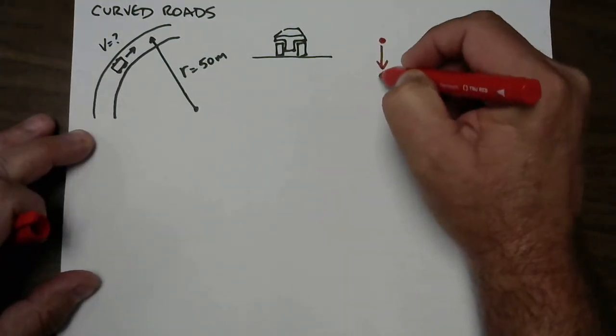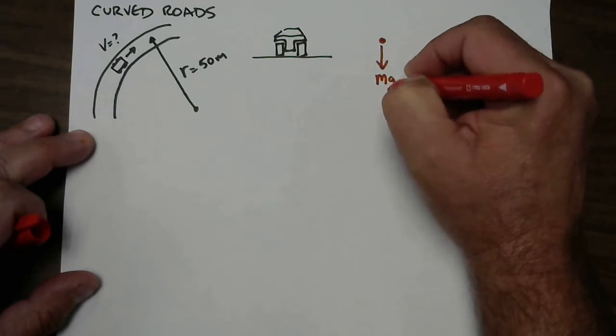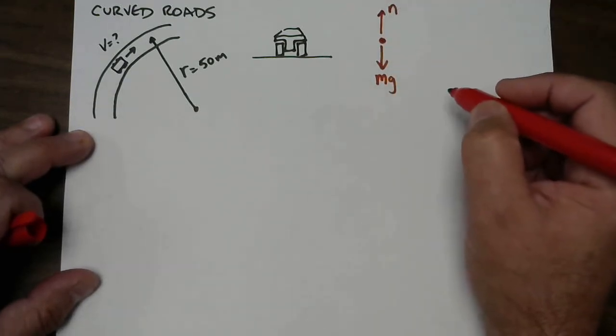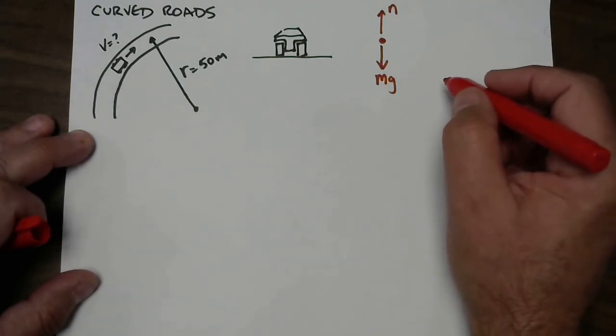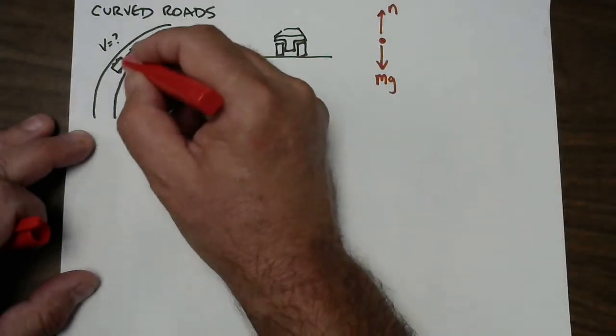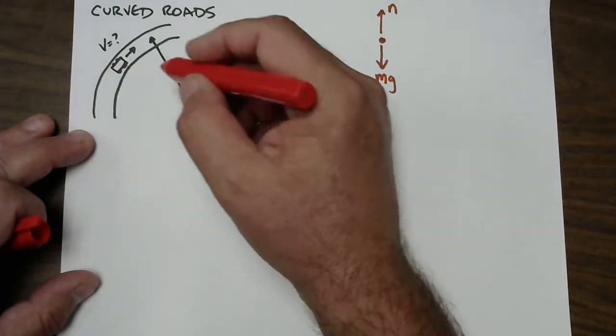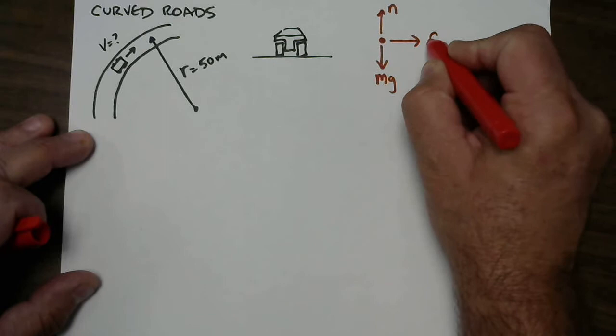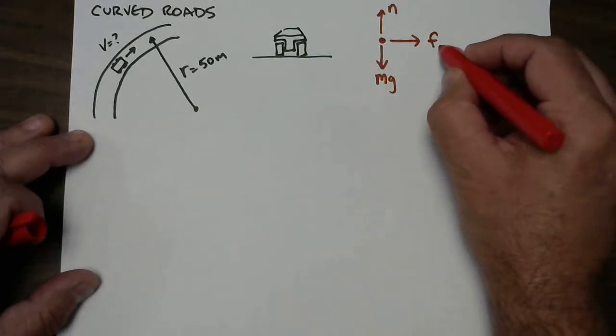would show us that the car has some weight. So the car has a mass multiplied by the acceleration due to gravity. And then the road is going to provide a normal force. And if this car is going to turn in a circle, one thing we know is that we need a centripetal force. And that centripetal force is going to be provided by friction. And in this case, it's static friction.